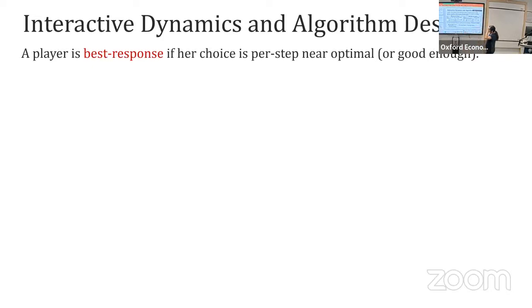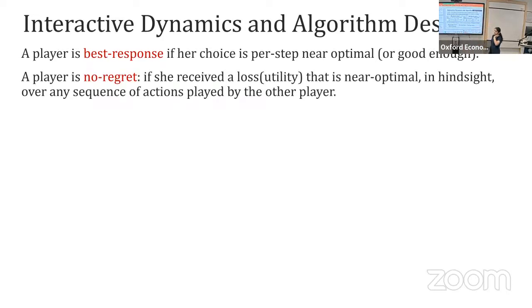Oh, they're still picking adaptively, but they only have K choices in their adaptivity. In the tutorial I talked about before, they had infinitely many choices. Okay, so what does this look like? When I say best response, what it means is that the choice of that agent, her step, is near optimal or good enough.